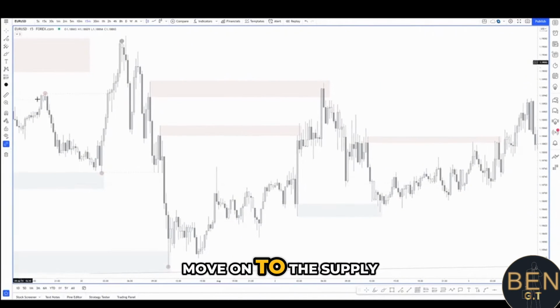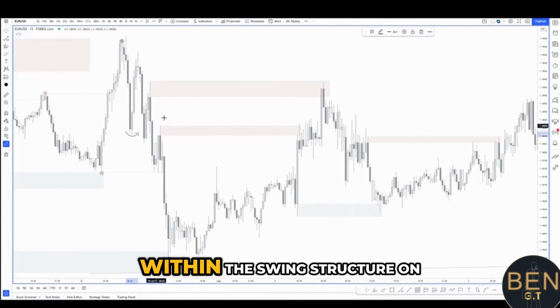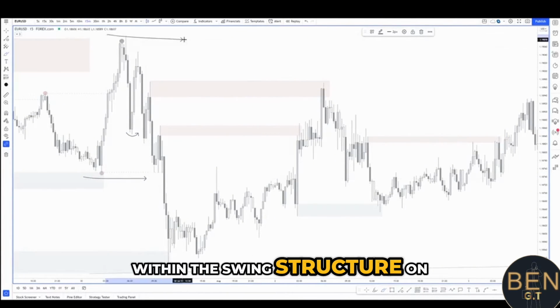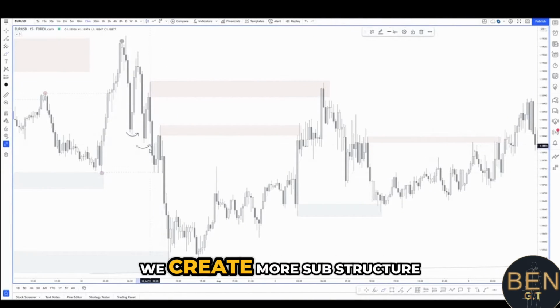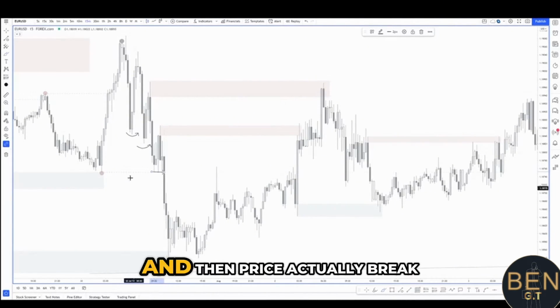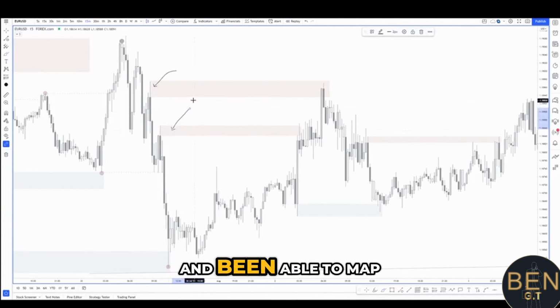So now if we move on to the supply zones, now that we've switched from bullish to bearish, what we can see very quickly is that price creates a low here, and at this point this is still substructure within the swing structure on the bullish side until we actually break this low. What we can see is we create more substructure, and then price actually breaks structure. So we have two zones that we've been able to map out.